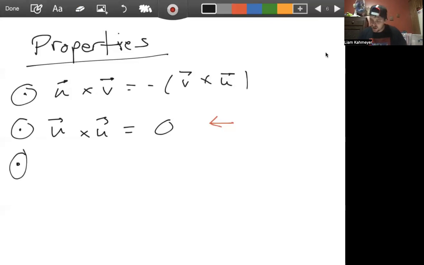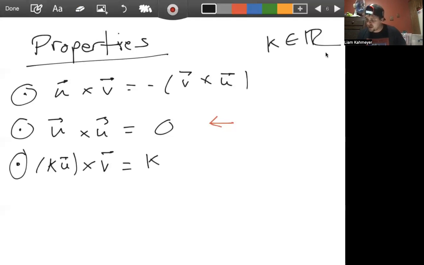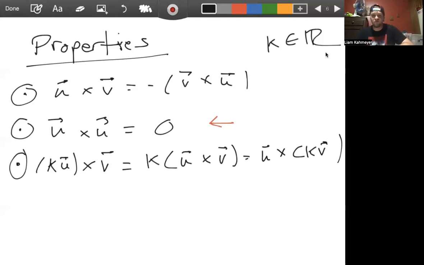We also have the property that wherever you place a scalar is irrelevant to the result of a cross product. So let's say we have a scalar k. So we'll say k is an element of the reals here. And then we have k times the vector u. So we take ku cross v. This is the same as k scaled by u cross v, which is the same as u cross kv.